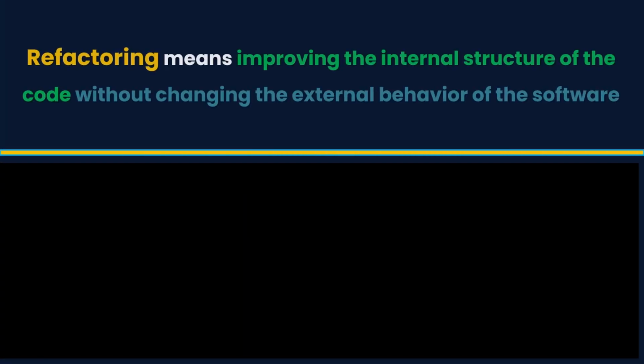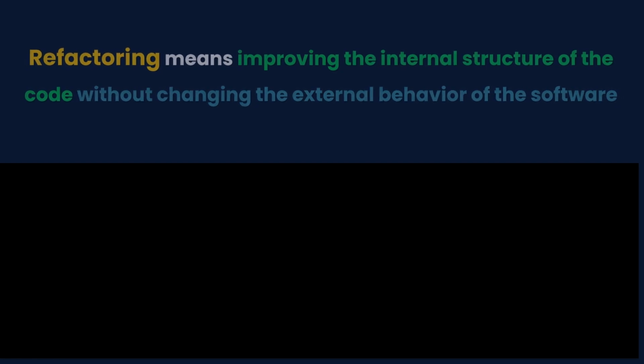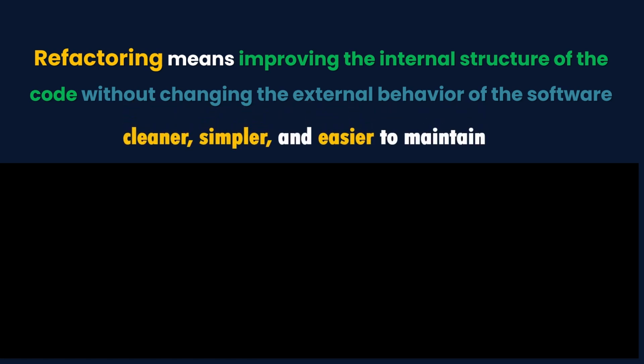Refactoring means improving the internal structure of the code without changing the external behavior of the software. In simple words, the software should continue working exactly the same, but the code behind it becomes clearer, simpler, and very easy to maintain. For example, imagine a method containing 500 lines of code handling multiple responsibilities. Developers may find it difficult to understand or modify this method. So, through refactoring, we can divide that large method into smaller reusable modules or methods.